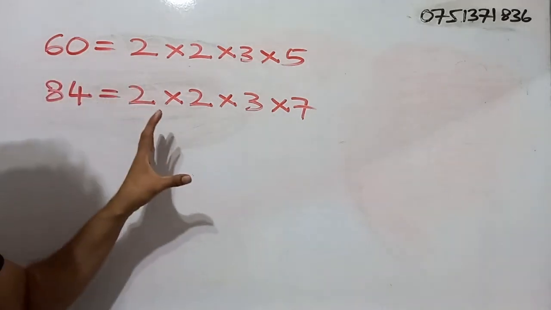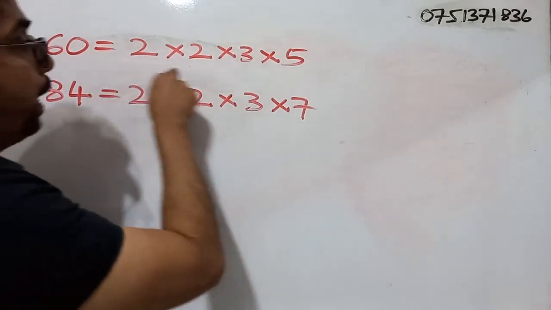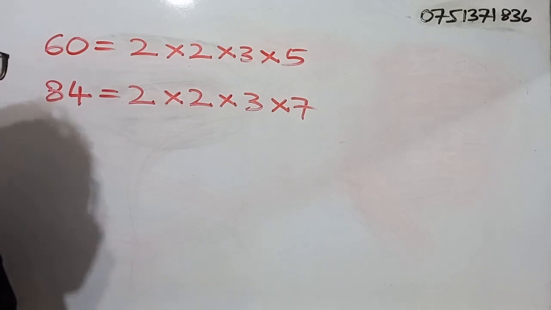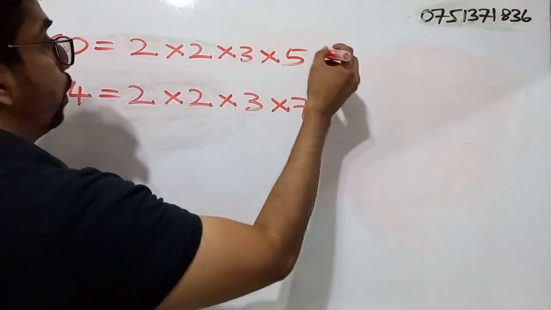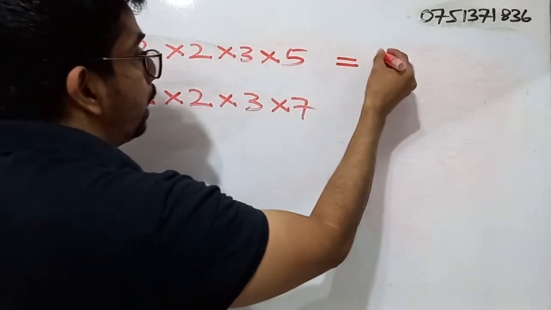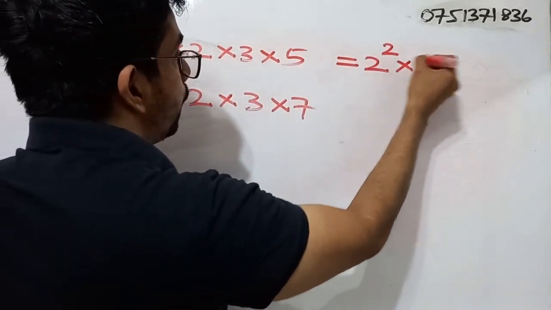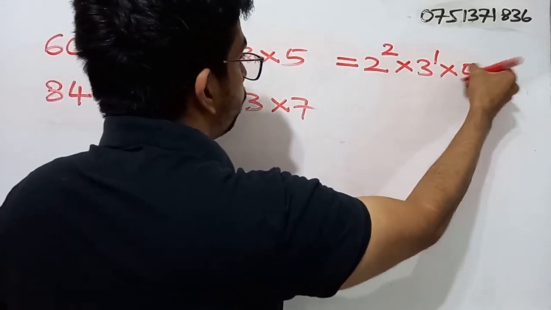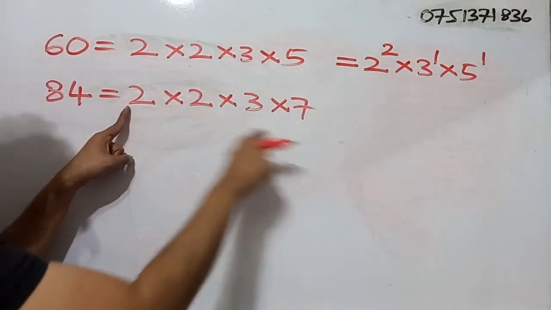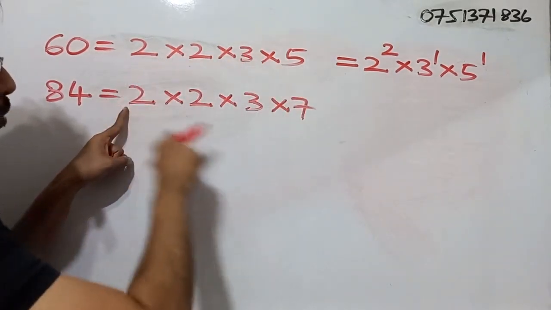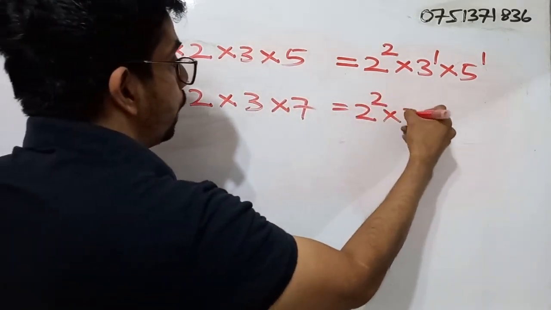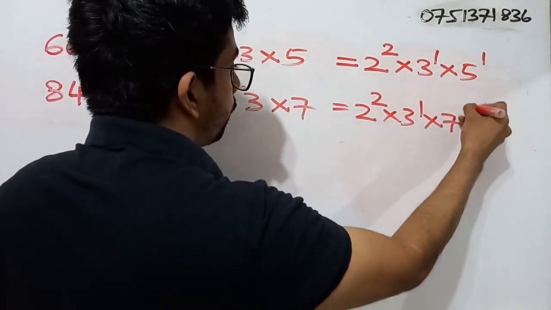Now what do we have to do? We have to write this expression using index notation. Right? So if we take the first one, that means 2 to the power 2 into 3 to the power 1 and into 5 to the power 1. So now we come to the second expression, which is this one. So we have to write this expression using index notation. So that means 2 to the power 2 into 3 to the power 1 into 7 to the power 1.